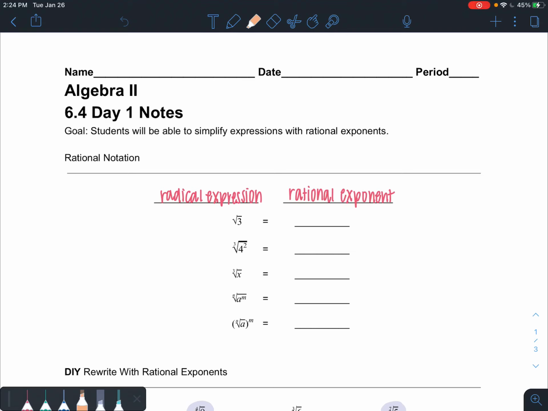Hey y'all, it's me, Miss B, and today we are simplifying expressions with rational exponents. So here I have radical expressions on the left, and I'm going to write the rational exponents on the right.